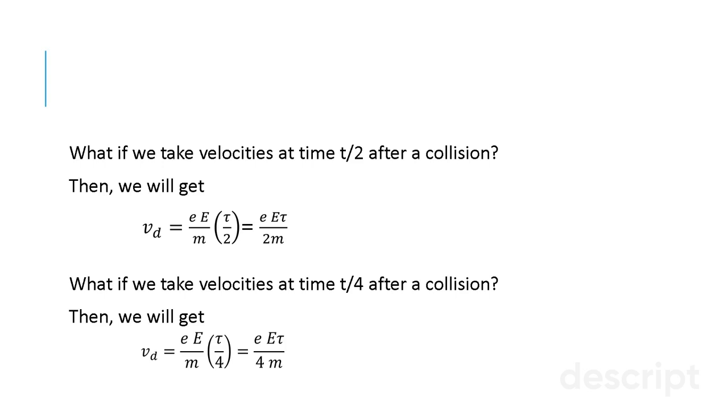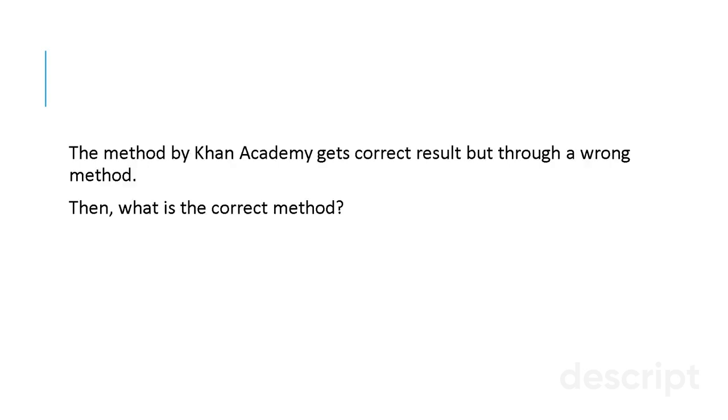What if we take velocities at 1/4 of the interval between two collisions starting from the previous collision? Then we'll get an extra factor 4 in the denominator. Like that, you can get an infinite number of formulas. Which one will we take as the correct formula? The formula derived by Khan Academy is correct, but the method is wrong.